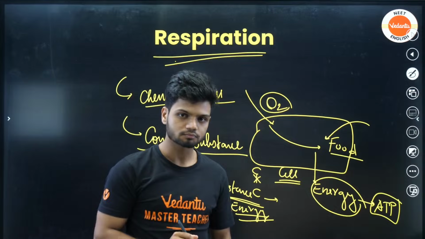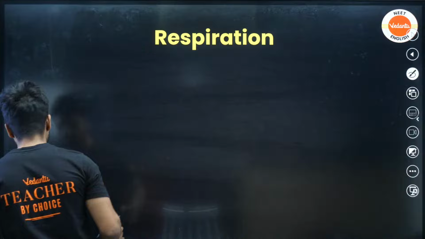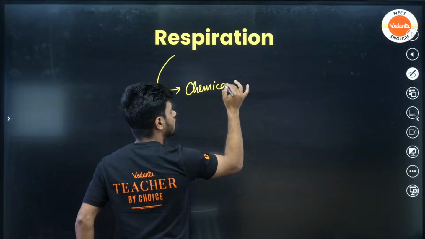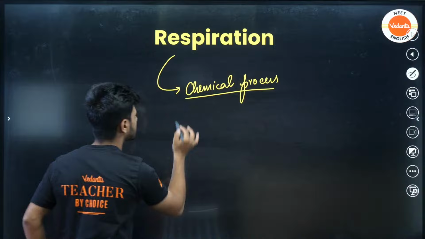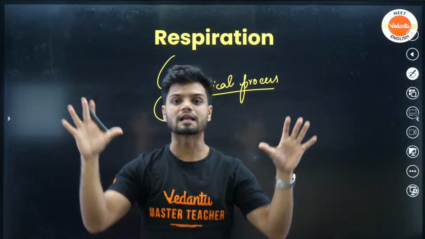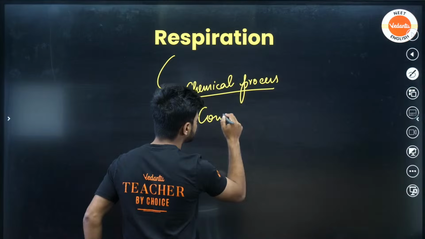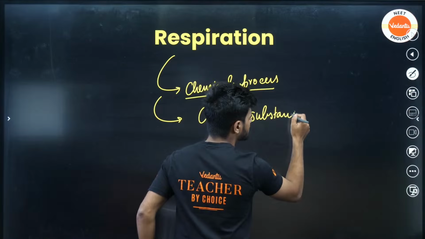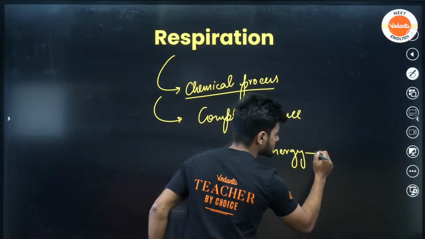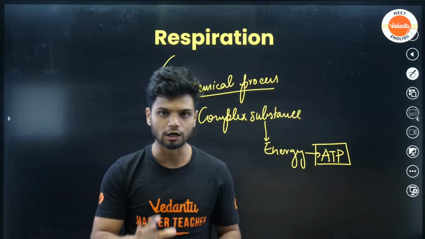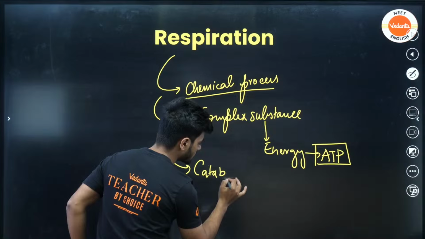Let me erase all this and write down what is respiration, what we learned till now. Respiration is a chemical process. In respiration, a complex substance like your glucose is broken down to produce energy, and the energy is trapped in the form of ATP. Clear till now? Respiration is said to be a catabolic process.